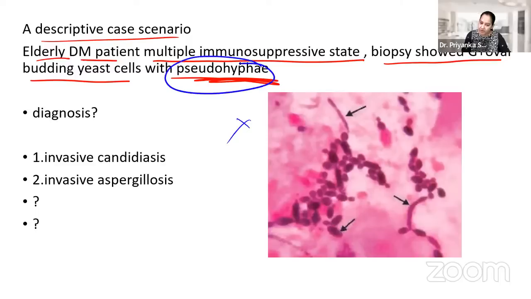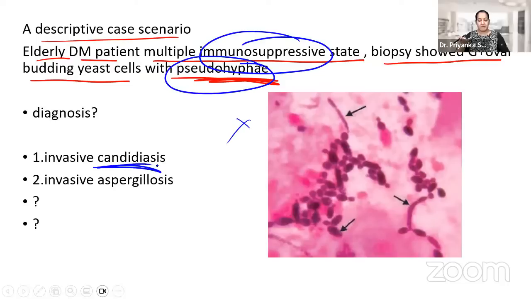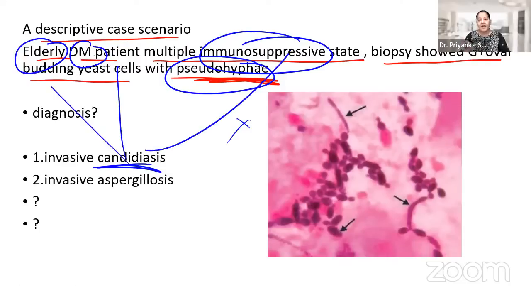If the word pseudo-hyphae was there in the question and the patient was immunosuppressed, the answer has to be candidiasis. Candidiasis is an opportunistic fungus which occurs in an immunocompromised state. The patient is already diabetic and already elderly, so two risk factors are already there for Candida. The third, the biggest risk factor, is the immunocompromised state. And the biggest clue, you got a gram-positive oval budding yeast with pseudo-hyphae. So the answer has to be invasive candidiasis for this question. So three big risk factors along with pseudo-hyphae is the biggest clue you got.